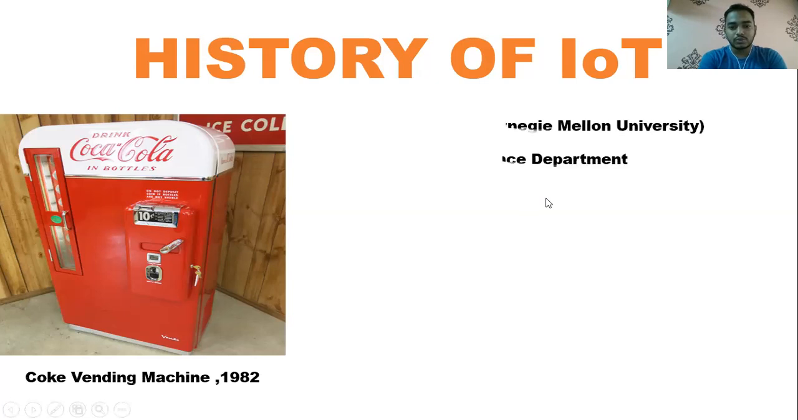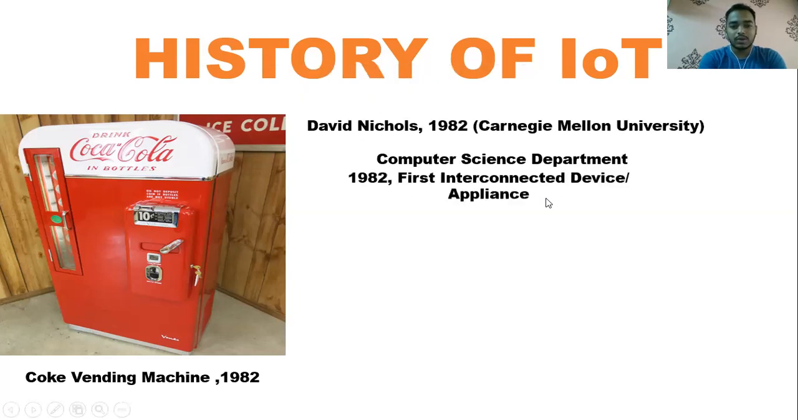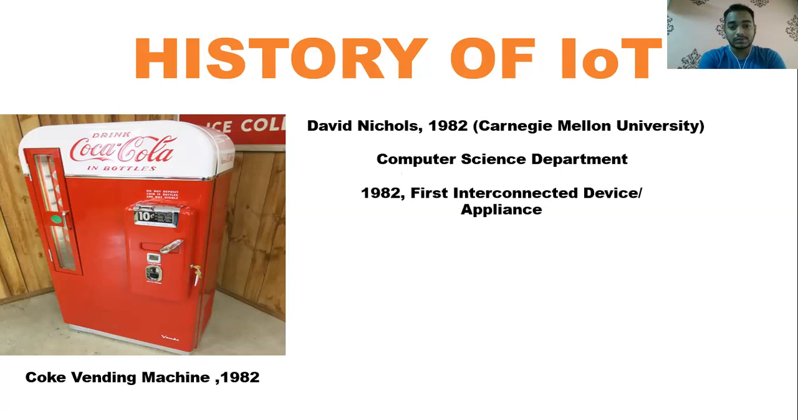The first story about the history of Internet of Things is about a person named David Nicholas. David Nicholas is a student from Carnegie Mellon University, and he is a graduate student from the Department of Computer Science. I want to share the story related to David Nicholas.